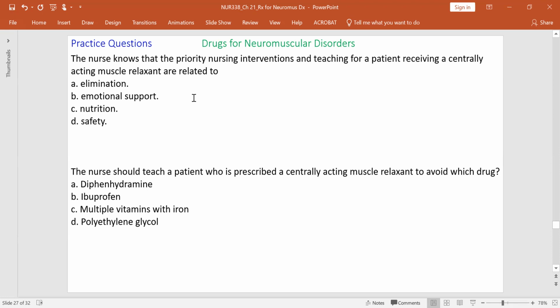If the CNS depression is significant, then they should be warned not to participate in hazardous activities. They also should be advised to avoid alcohol and all other CNS depressants. Next question, the nurse should teach a patient who is prescribed centrally acting muscle relaxant to avoid which drug? And the answer obviously is going to be diphenhydramine, A.